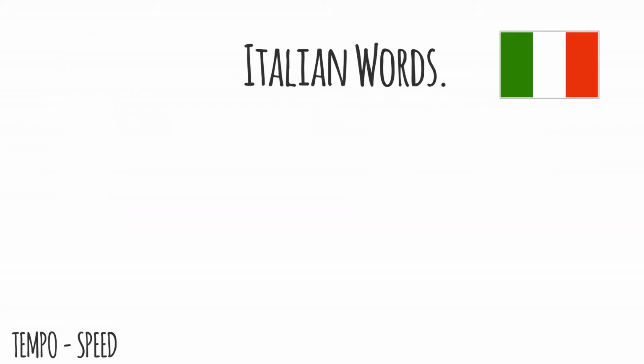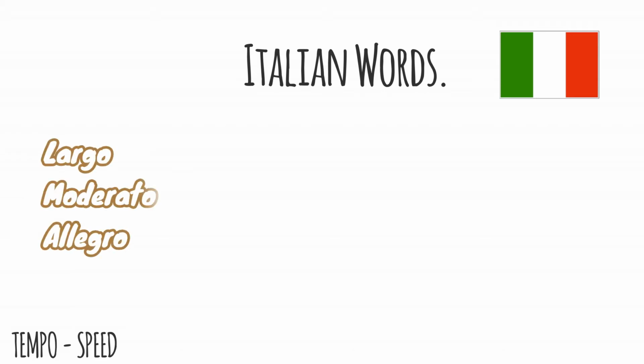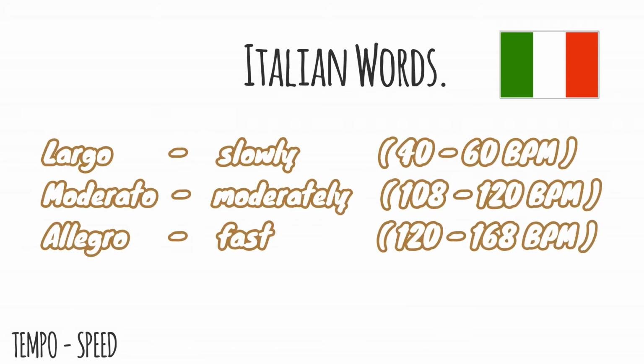Here are a few Italian words you can use to describe music. Largo. This is slow, around 40 to 60 beats per minute. Moderato is around 108 to 120 beats per minute. Allegro is fast, around 120 to 168 beats per minute.